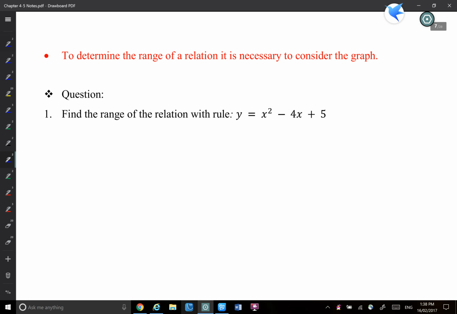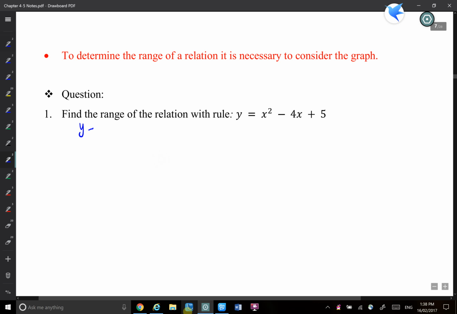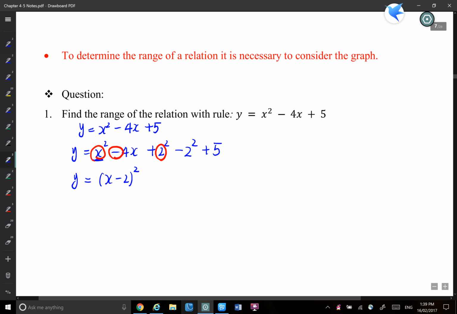I like completing the square, so let's complete the square for this one. x squared minus 4x plus 5. We have x squared minus 4x plus half of b squared, subtract half of b squared, and plus 5. So I take the x, take the second term's sign, and take the third term's constant. So y equals x minus 2 squared, minus 4 plus 5, have a plus 1 here.